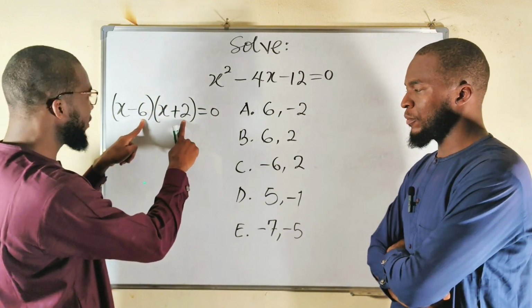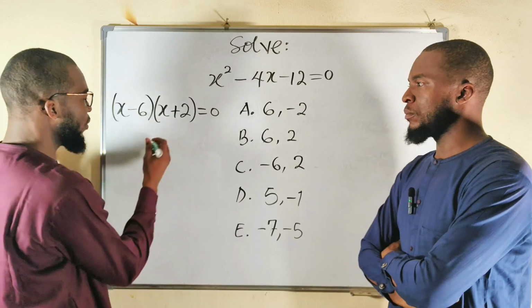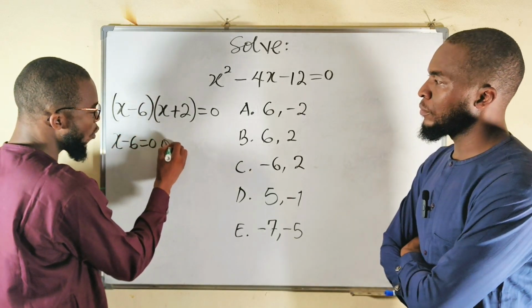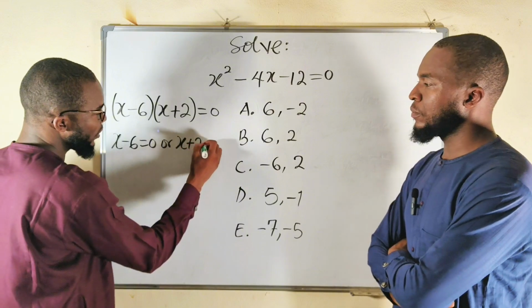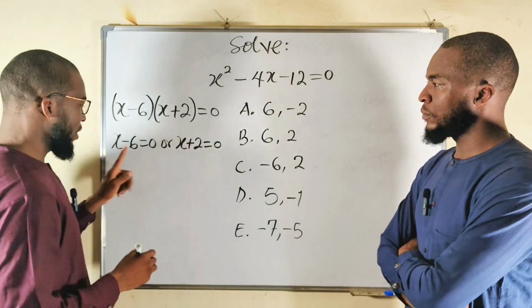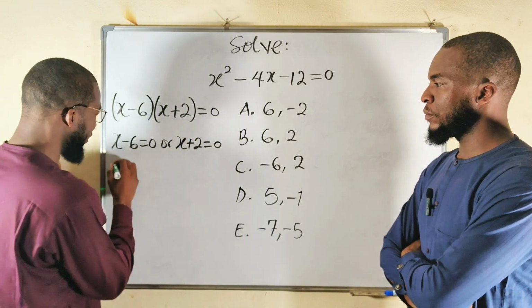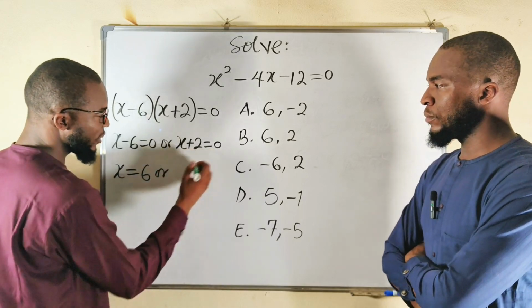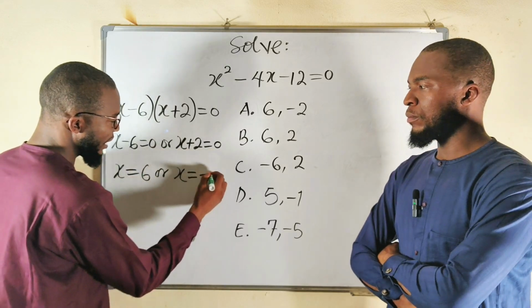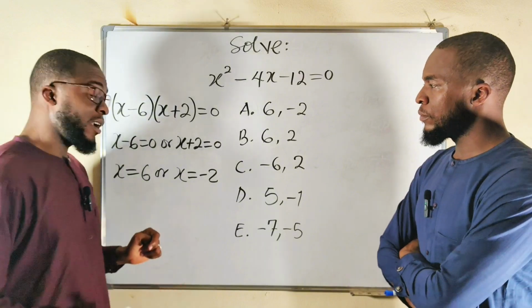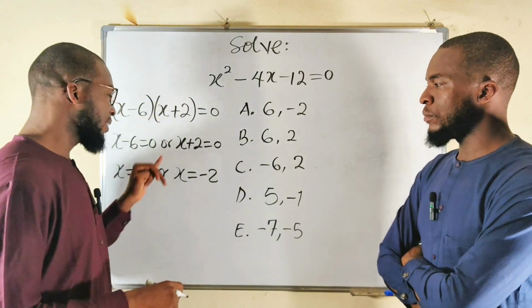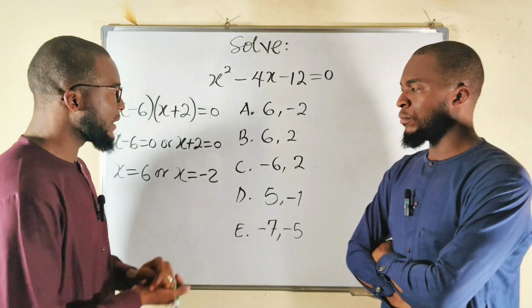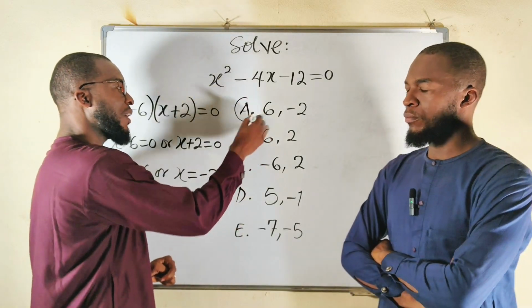These are the two numbers, right? So by setting each factor here to be equal to 0, it is either x minus 6 equal to 0 or x plus 2 equals 0. If you take this one to the other side, it becomes positive. Take this one to the other side, it becomes negative. And hence, the two roots are 6 and negative 2. Then you look at the available options, you tick which is option A, right?